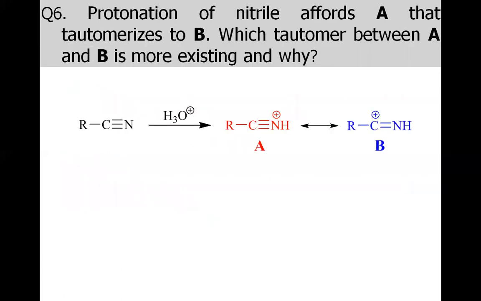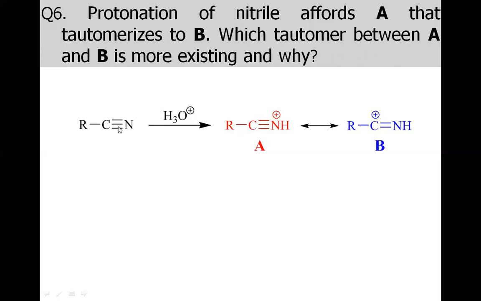Question 6 was: protonation of nitrile affords A that tautomerizes to B. So which tautomer between A and B is more existing and why? Both A and B are the tautomers of the protonated nitrile, but they ask which one is more existing, and the reason for that, of course.